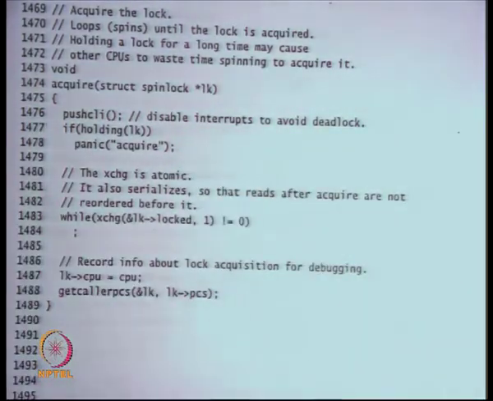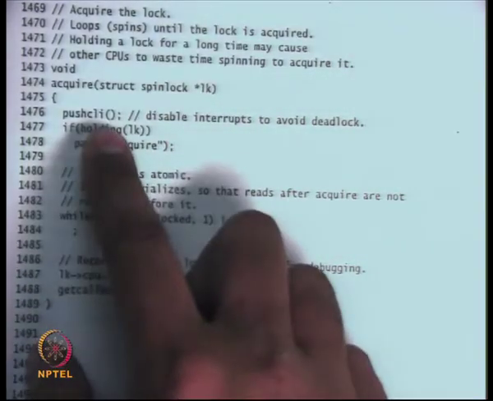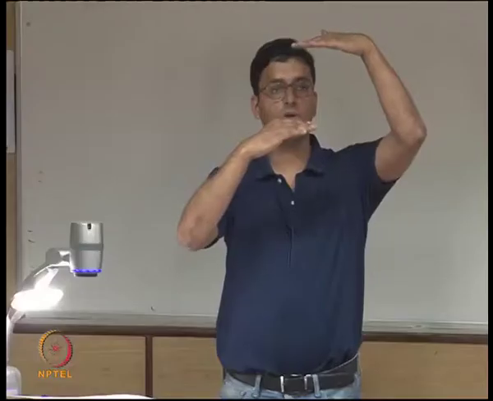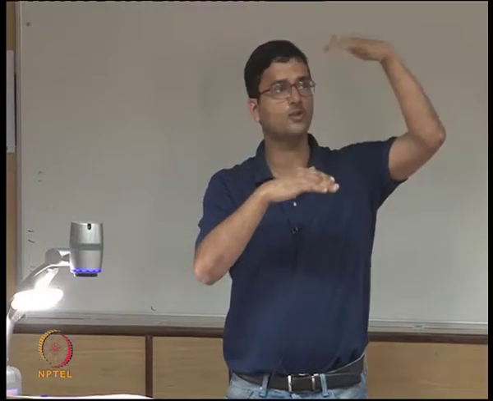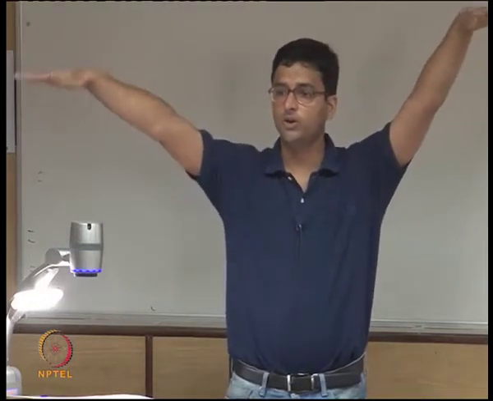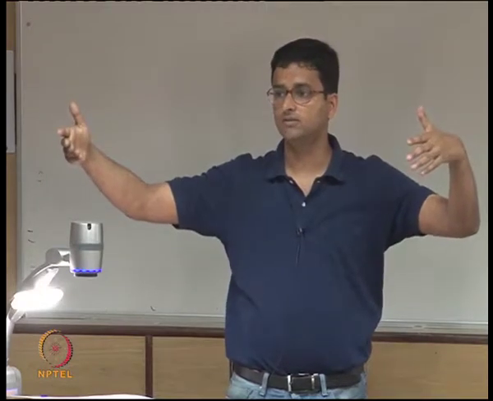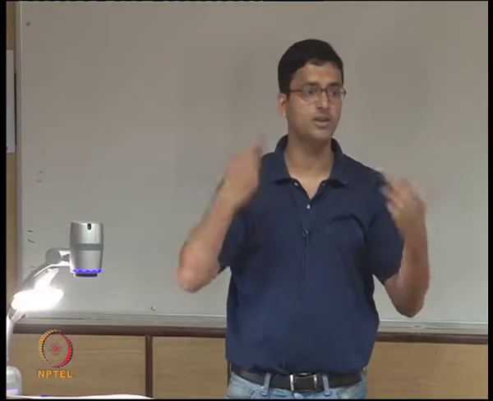Acquire leaves the interrupts disabled. Why do I need push CLI? Why can't I just use CLI? Just to ensure that if there are nested calls to acquire, if they're nested locks, so you acquired lock 1 and then you acquired lock 2, then you have a count of how many times CLI was called, right? And so that many times you have to call STI before you actually re-enable the interrupts.